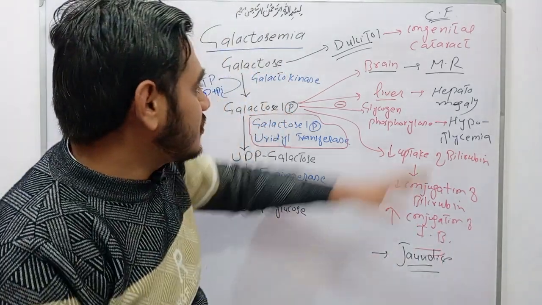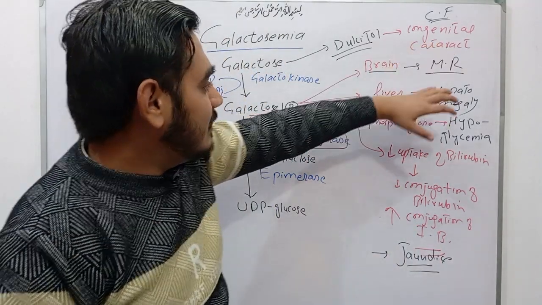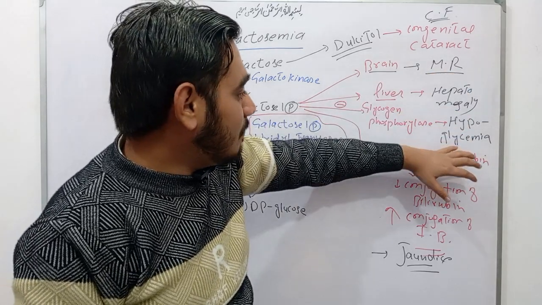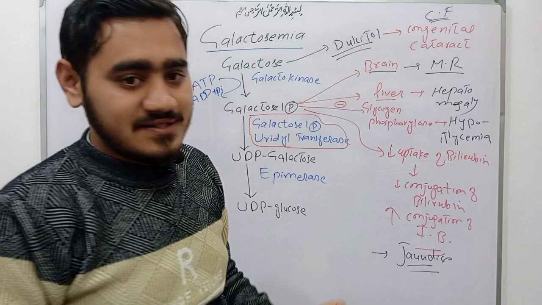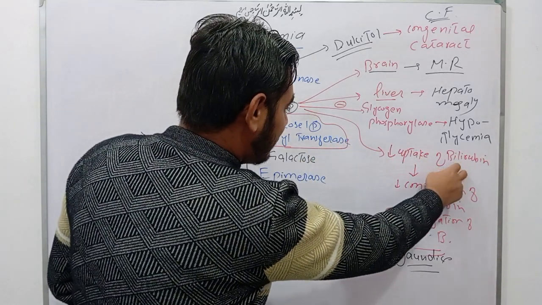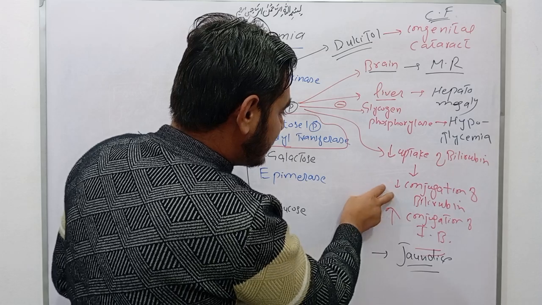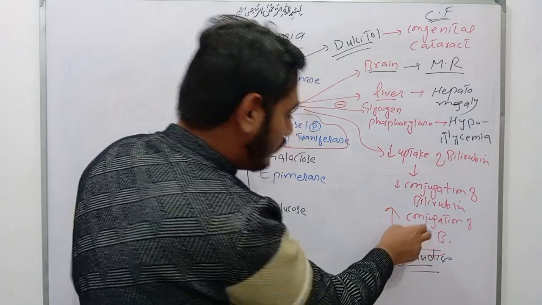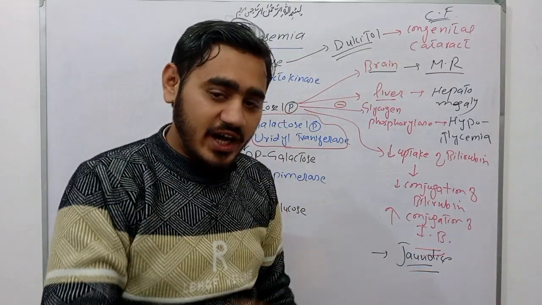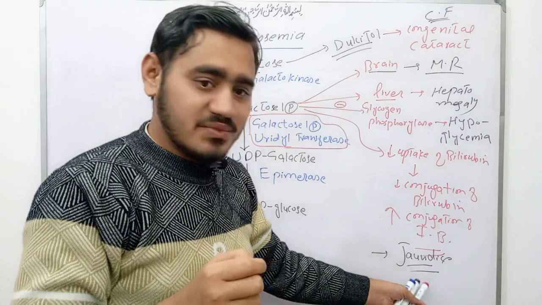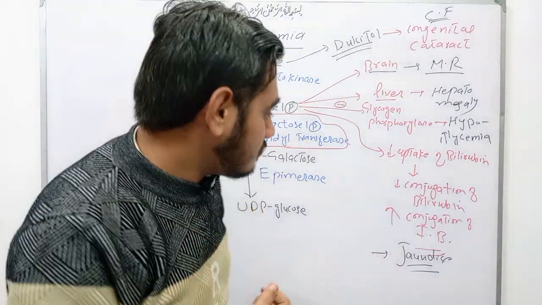So these are the clinical features: congenital cataract, mental retardation, hepatomegaly, hypoglycemia, and jaundice. Because there's a decreased uptake of bilirubin by liver cells, it leads to decreased conjugation of bilirubin and an increase in indirect bilirubin, and indirect bilirubin has high affinity toward the elastic tissues of the sclera and causes jaundice, meaning yellowish discoloration of the eye.